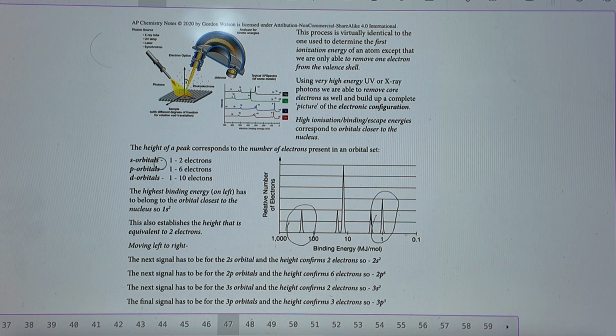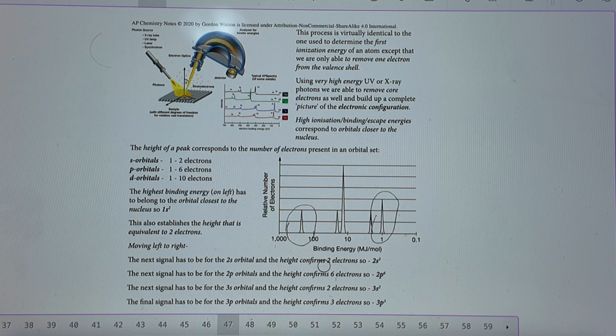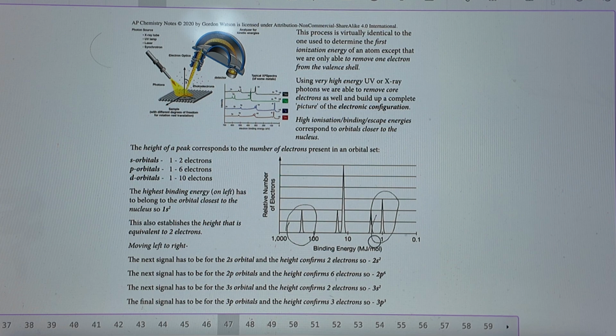Okay, so here they're saying that we already know s orbitals have 2 electrons, p orbitals have 6 electrons, d orbitals have 10, and so the signal for the 2s orbital confirms 2 electrons. So we know this one has 2 electrons. We know this one has 2 electrons. We know this one has 6. We know this one has 2 right here. It's kind of covered by this line. And then this one has 3.